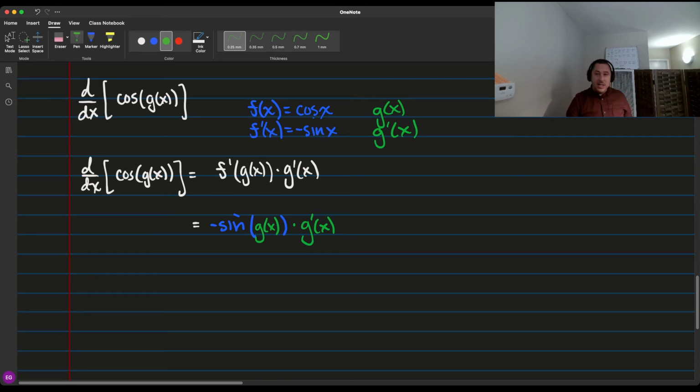This is a little tricky because they didn't tell you what g of x is. So you just end up with these g of x's here. Like there's nothing to replace them with. So this is a very common sort of more abstract question. So I'm going to pause for a moment to see if there are questions.